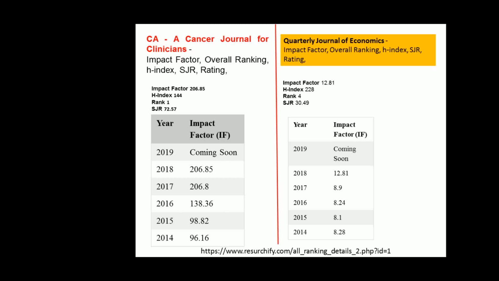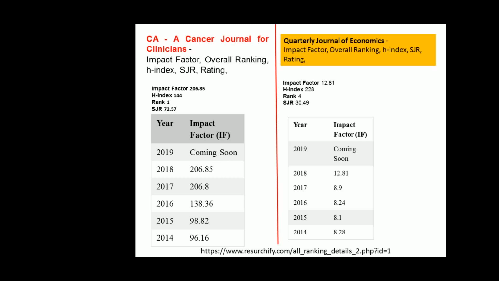Similarly, the Quarterly Journal of Economics, here the impact factor is 12.81. The H index is 228. You can compare the H index of these 2 journals. The H index is 144 in the case of the CA journal, whereas the H index is 228 here. Regarding that, we'll discuss later on.